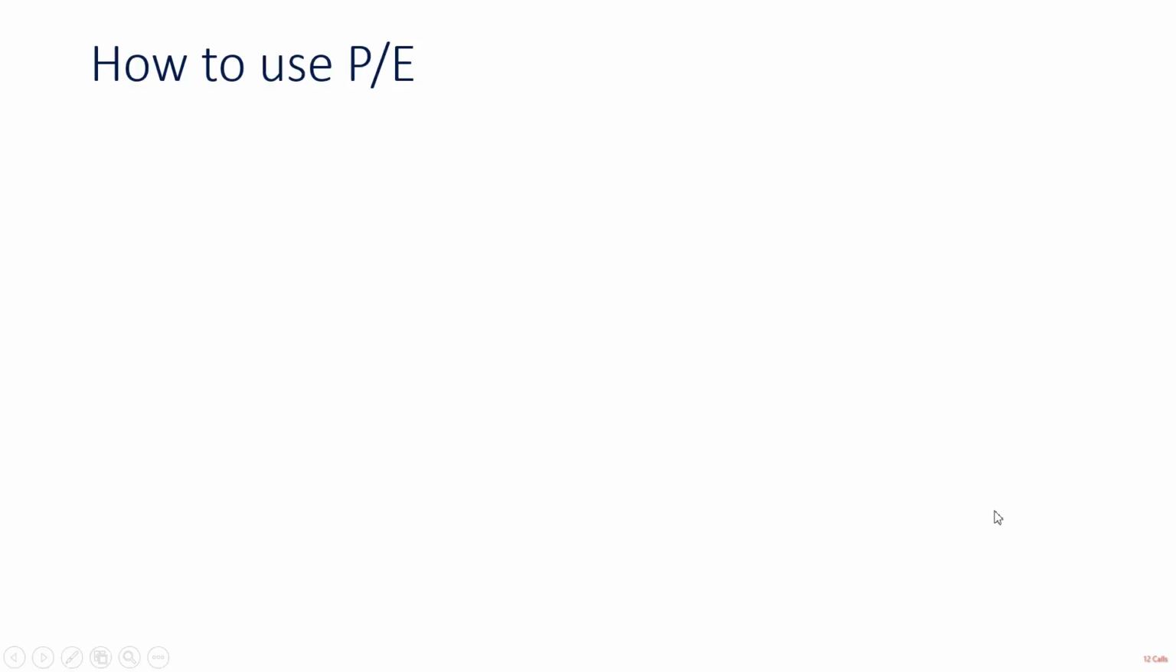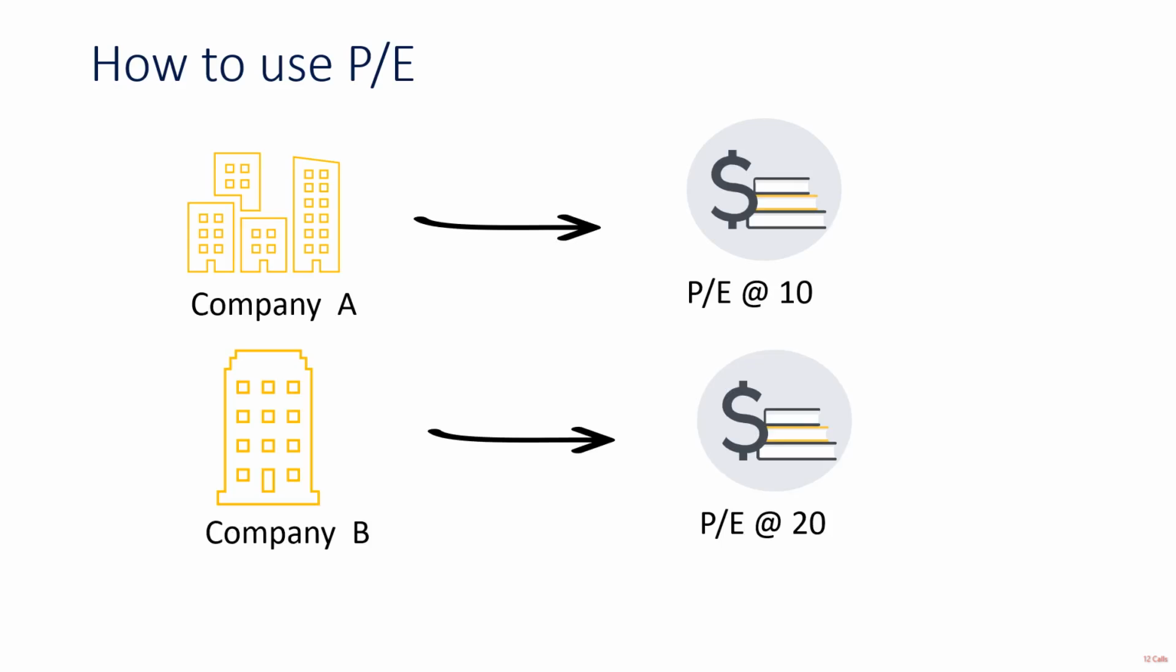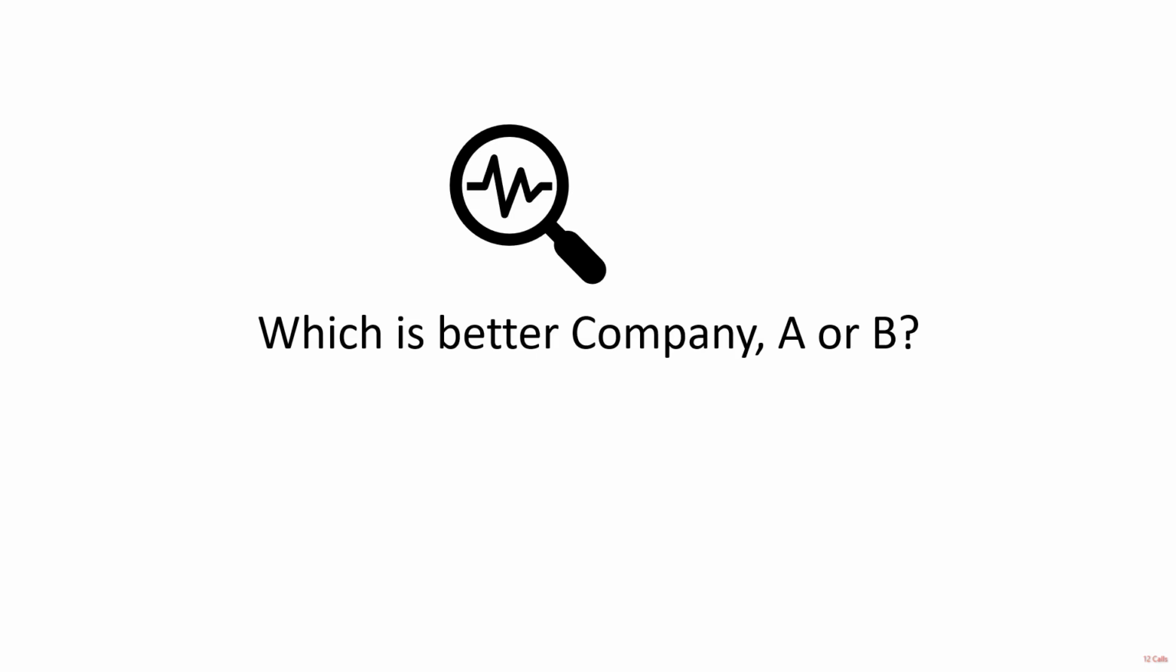Okay, so next thing, how will you use P by E or this particular ratio? In order to understand P by E, let's take an example of a company where P by E ratio is at 10. And now let's compare it with another company where P by E ratio is 20. If we consider all other parameters remain the same, then the question will be, which is a better company, A or B? In this example, company A is a better company because it's trading at low earning or low P by E.